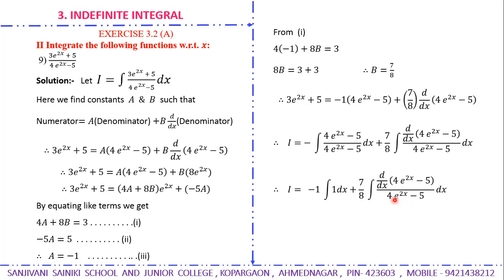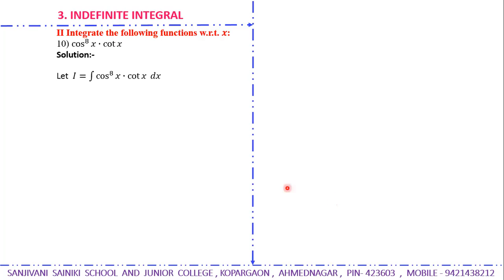If it is in the form of f dash of x upon f of x, or you may use the substitution method. Put 4e raised to 2x minus 5 is equal to t. So its derivative is present in the numerator. That derivative and dx will be replaced by dt only, and you will get dt upon t. Its integral is log of t. But again, what is t? t is 4e raised to 2x minus 5. So definitely we will reach the step log of modulus of 4e raised to 2x minus 5. You can use that method also, or you can use f dash of x upon f of x, whose integral is log of f of x plus c.